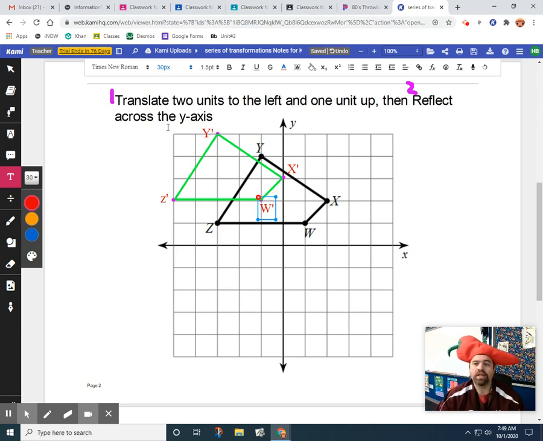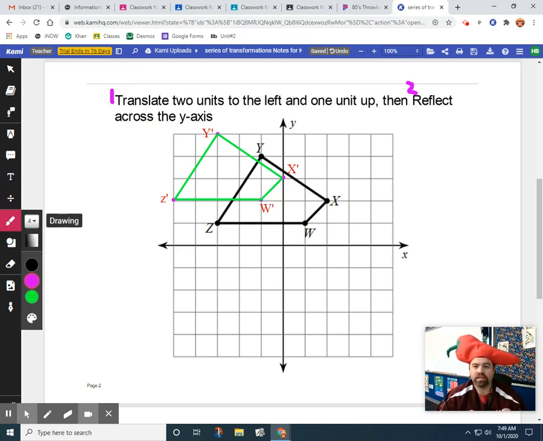Right, so now, when I do the reflection, I'm going to reflect the green figure. I'm going to reflect the one that I just made. That's the one that's getting reflected across the y-axis. So read these carefully, because if you reflect it across the wrong axis, you're not going to get the right picture. So I'm going to take each of these points, and I'm going to reflect them to the right across the y-axis. So my y point is going to be 3 units on the other side. My z point is going to be 5 units on the other side. W is going to be 1. And since my new x point is on the axis that I'm reflecting across, it's not actually going to move. It's going to stay there.